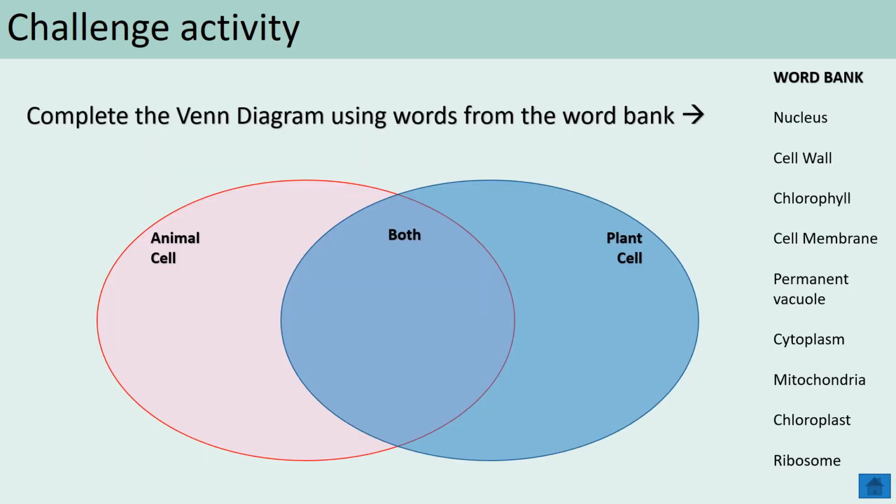Okay, another task for you to have a go at. You'll notice on the right hand side we have a word bank, so it contains all of the different structures that we have done about. I'd like you to draw a very quick Venn diagram. So we've got 2 circles that are overlapping, and I'd like you to put the structures in the right part of the Venn diagram. So if they're only in animal cells, it's going to go in the pink bit on the left. If it is only in plant cells, then it's going to be in the blue bit on the right. Or if you find them in both types of cells, it's going to go in the middle. So if you could pause this video and have a go at this activity.